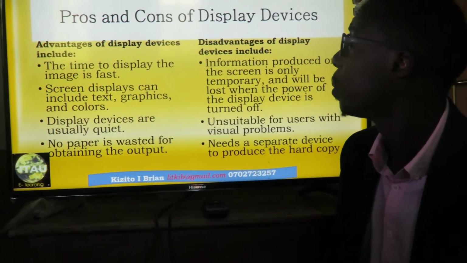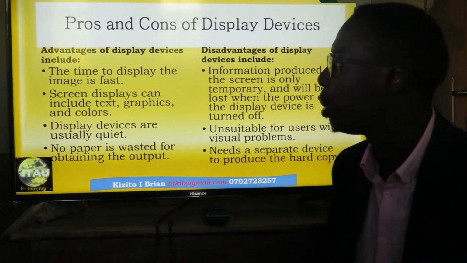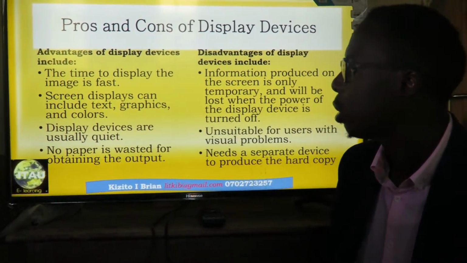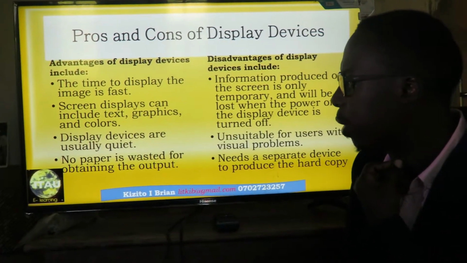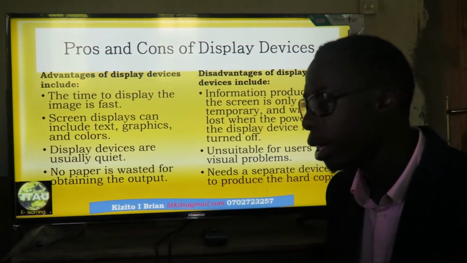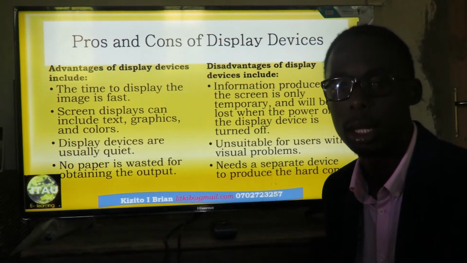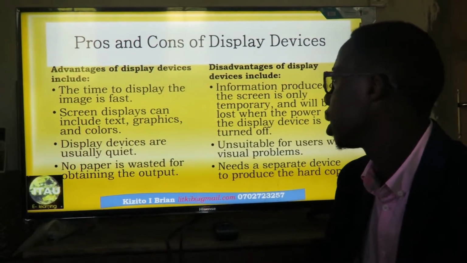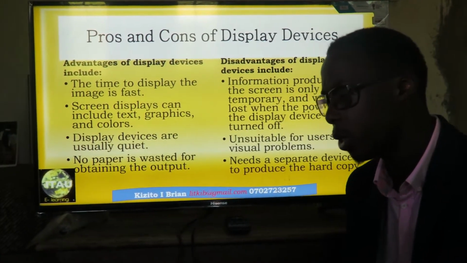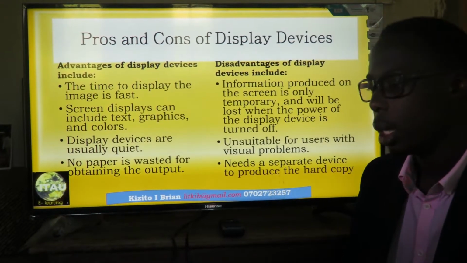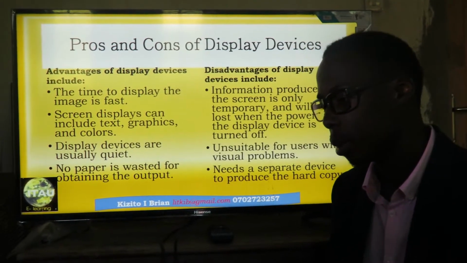Advantages and disadvantages of display devices. The time to display an image is fast. Screen displays can include text, graphics, and colors. Display devices are usually quiet, and no paper is actually needed. Therefore, there is no wastage of paper. However, these display devices have disadvantages, like they can harm our lives, they consume power, they need a separate device to produce sound, and hard copy.